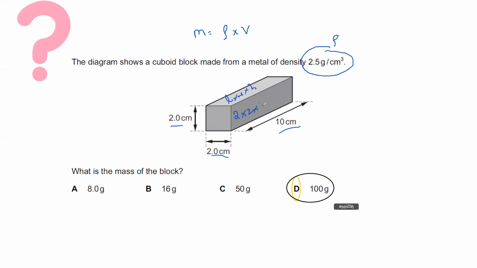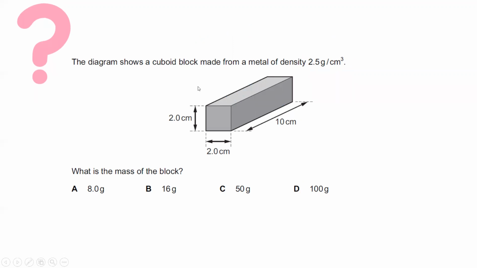So 2 multiplied by 2 multiplied by 10. 2 multiplied by 2 is 4, 4 multiplied by 10, that's 40. And to get the mass, density is 2.5 and the volume is 40, so it will come out as 100 grams. So the correct answer is D.